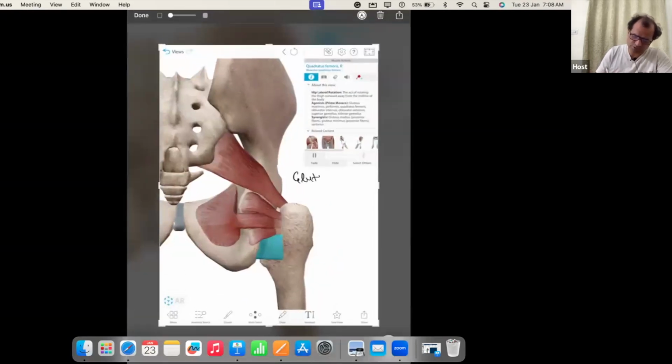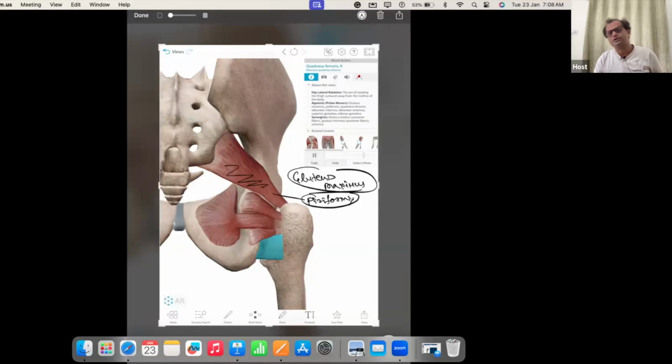Gluteus maximus is the outer covering. Then piriformis. Piriformis is a very important muscle. If you just want to remember 2 muscles, then remember gluteus maximus and the piriformis. Why this piriformis muscle? Because when a person is suffering with sciatica pain, this muscle is painful. This muscle is creating pain. जब व्यक्ति को साइटिका का पेन होता है तो कई बार ये मसल जिम्मेदार होती है.